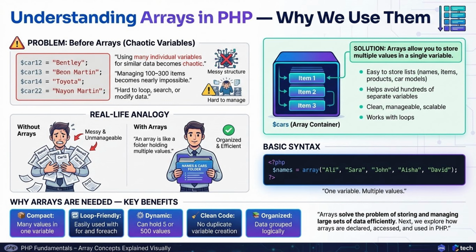Arrays offer several key benefits. They are compact, meaning many values are stored in one place. Loop-friendly, allowing you to easily work with loops. Dynamic, meaning they can store a few items or hundreds of values. Clean, helping eliminate repeated variable declarations, and organized, keeping data grouped logically. Ultimately, arrays solve the problem of storing and managing large sets of data efficiently. They make your code cleaner, more scalable, and far easier to maintain, serving as a foundation for many PHP operations that work with structured information.